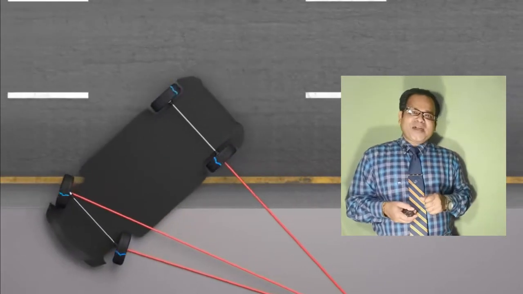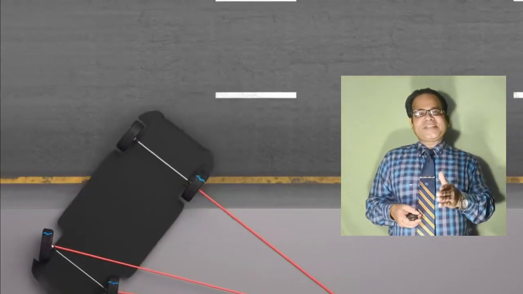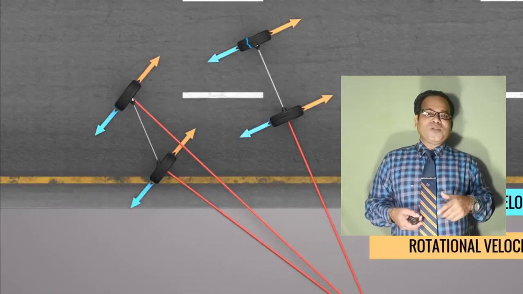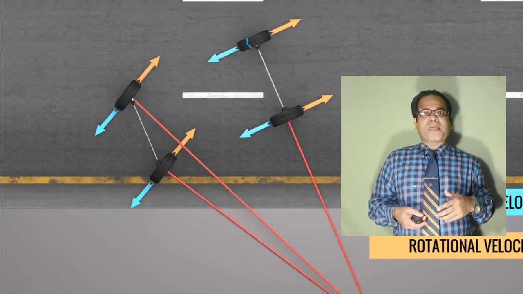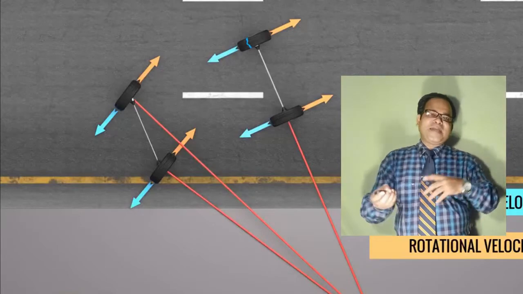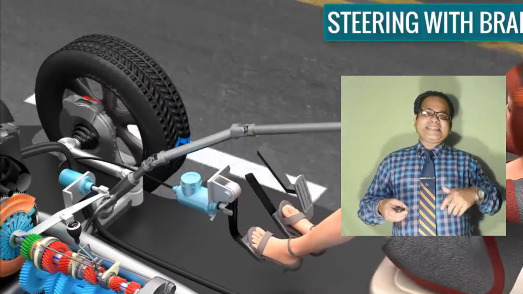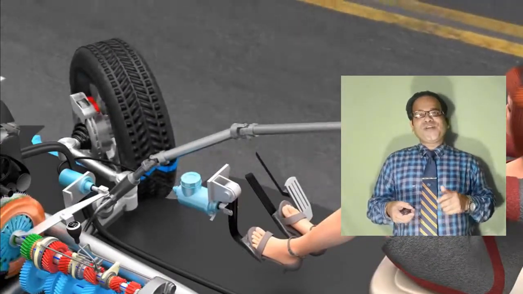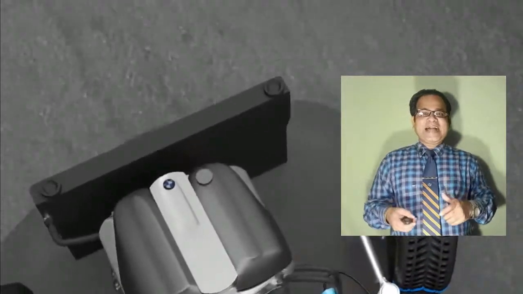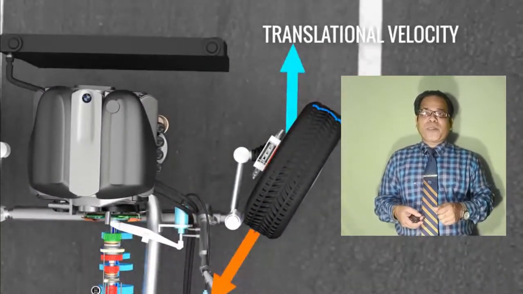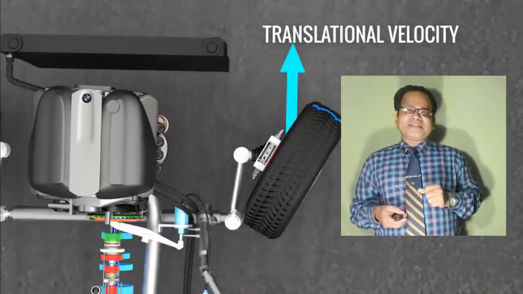The only way to avoid this is by making this translational velocity inclined, which is possible only when you make a turn. Now, when the car makes a turn, the instantaneous centers of all four wheels can satisfy the condition of rolling. So, you can see how translational and rotational velocity can be made zero. Now, analyze the steering mechanism.